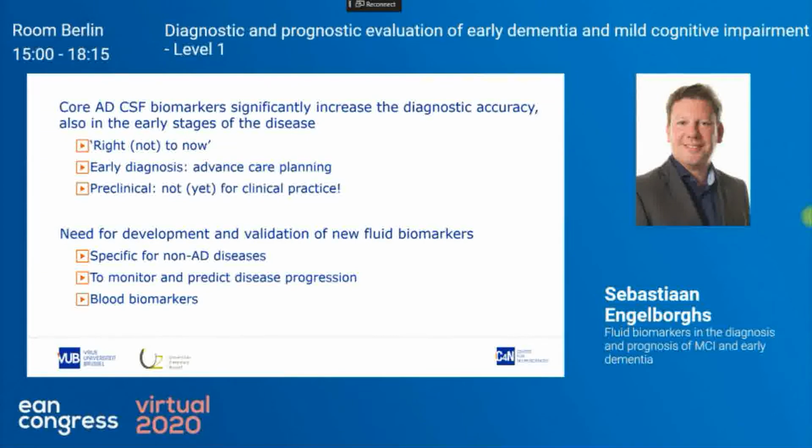These biomarkers may not be used in the preclinical stages of Alzheimer's disease in routine clinical practice. This can only be done in research, for research purposes.